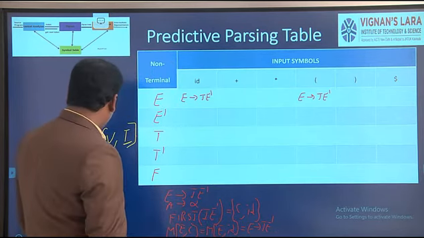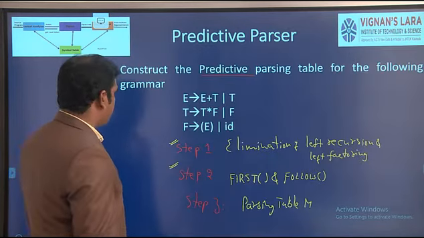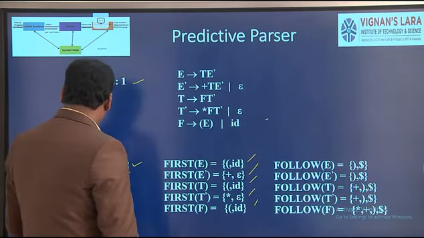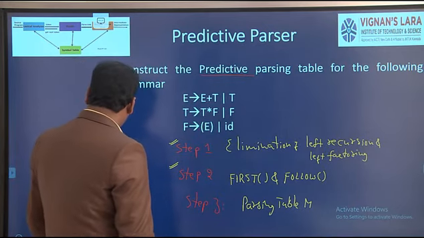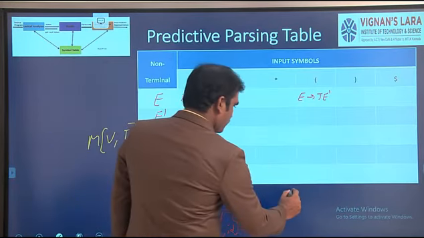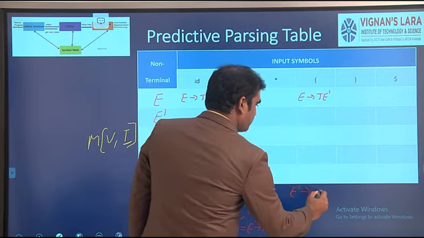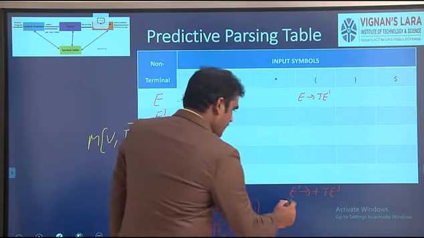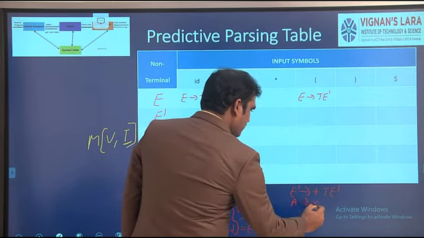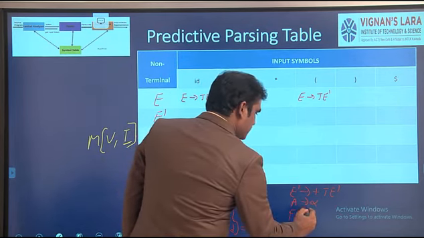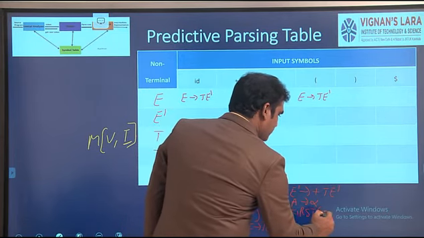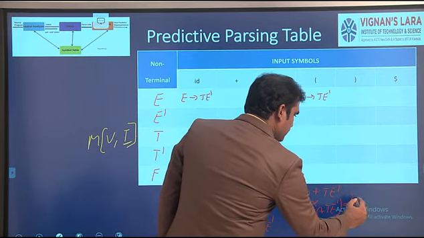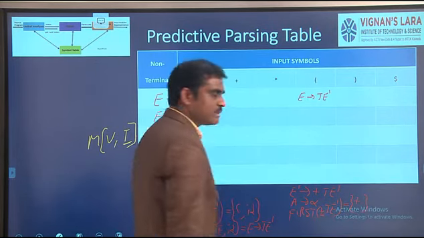So this is the first production. And the second production is E dash to plus TE dash. Again it is compared with A to alpha. So first of alpha, what is alpha? Plus TE dash. That means the result is plus only, because first of a terminal symbol is that symbol itself, plus.